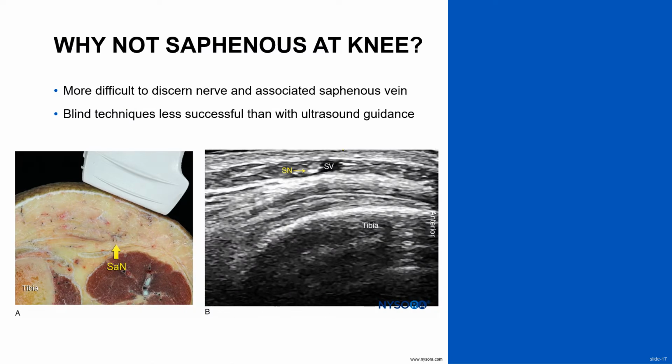Why don't we just do a saphenous block at the knee? The blind technique, infiltration at the level of the tibial plateau, is not consistently successful. Using an ultrasound and identifying the associated nerve and vein is more successful. However, identifying those structures can be challenging, particularly if the patient's leg is edematous. Overall, blockade in the adductor canal is familiar given its use with knee surgery and more reliable.